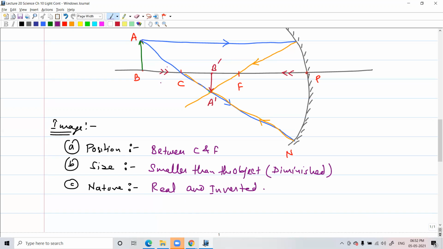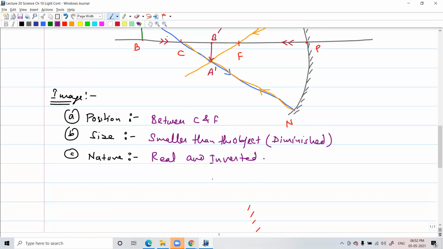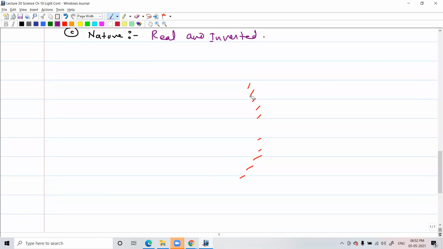Whenever you have a concave mirror, in most cases the image will be real and inverted, except for one case which we'll see. Fine. So two cases, we are done with that. Let's move on to the third one.